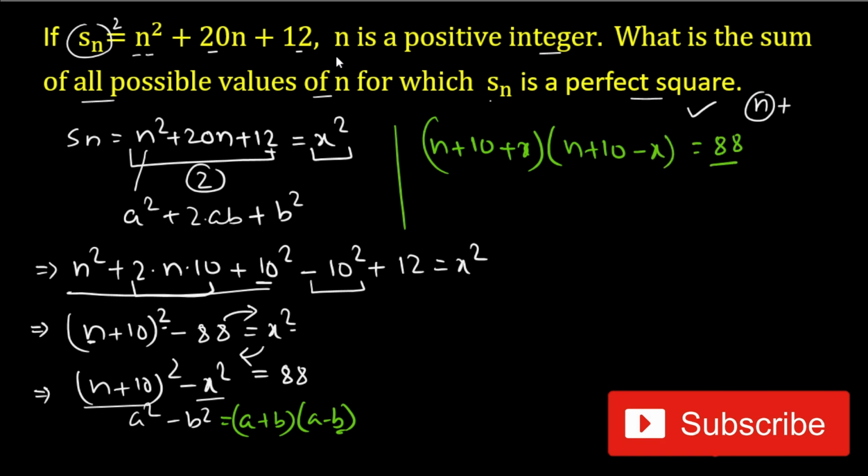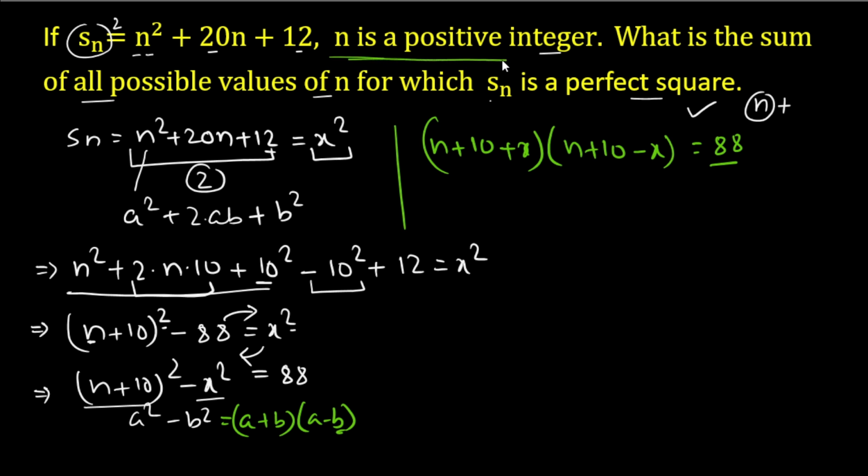And here in the question they have mentioned n is a positive integer, therefore x should also be a positive integer only. Now, x being a positive integer, the whole term value should be an integer, and this term will also be an integer.